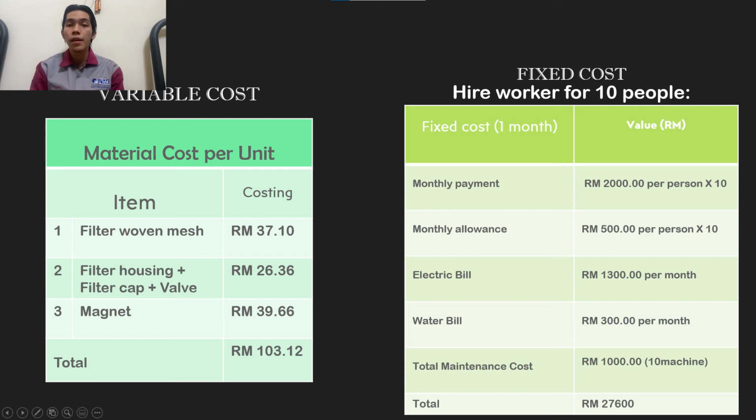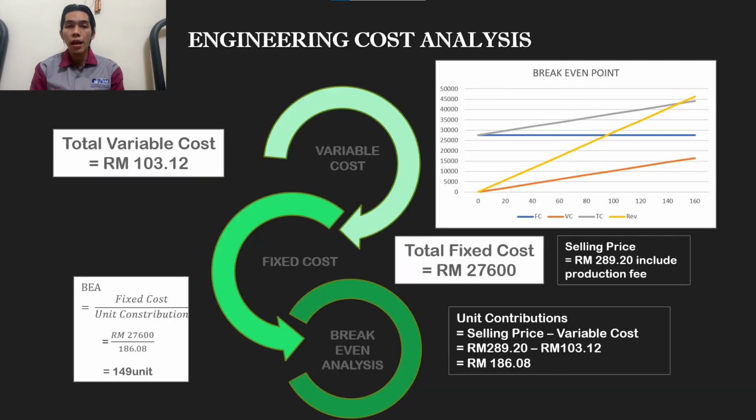Then the variable cost consists of costs that change due to the quantity that needs to be produced. Here is the list of the materials that are used to produce the reusable coolant filtration system. The total cost of the raw material is RM103. Then the selling price for our product is RM289, including the production fee.